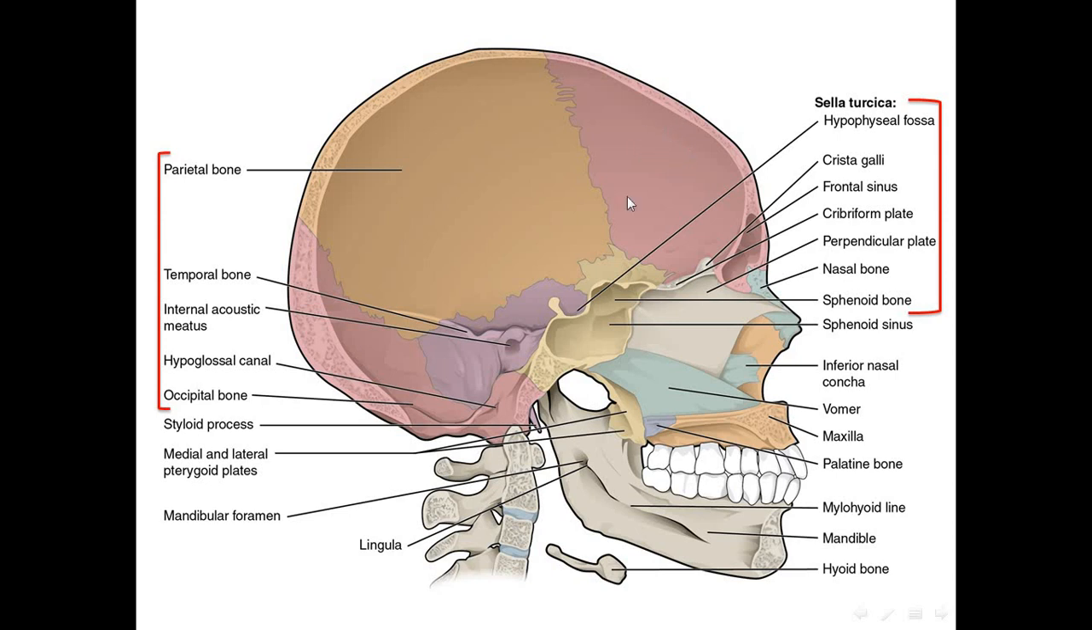This is the anterior, this is the frontal bone. This is the coronal suture, parietal bone, lambdoid suture, occipital bone, temporal bone. This is the sphenoid bone, and this is the sphenoid sinus. This is the sella turcica, and here this is the hypoglossal canal. This is the internal acoustic meatus. This is the ethmoid bone, including the crista galli and cribriform plate within the anterior cranial fossa.